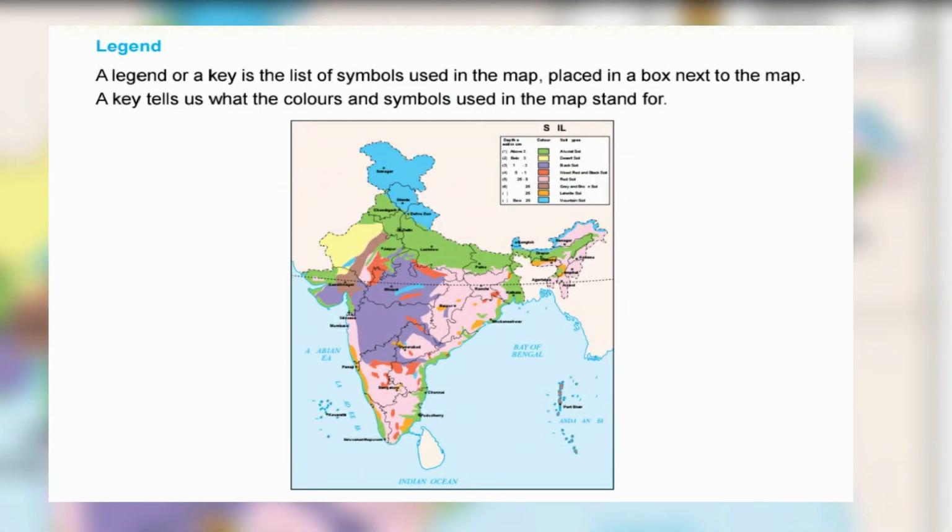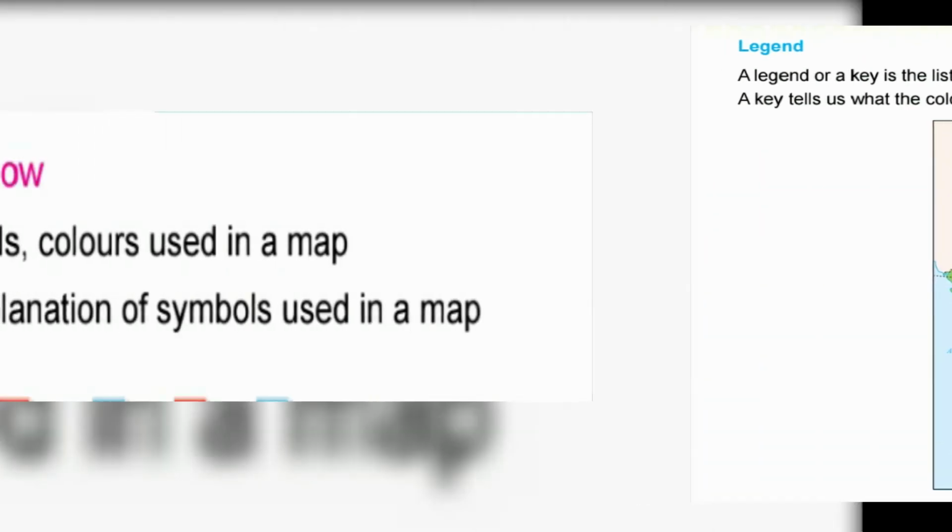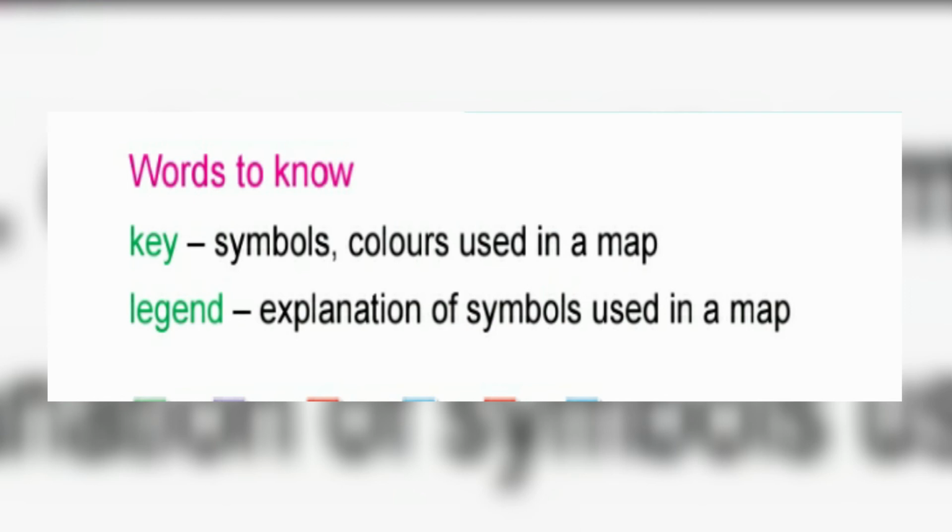Legend. A legend or a key is the list of symbols used in the map, placed in a box next to the map. In a map, you can see on the top there is a box. That's a legend. A key tells us what the colors and symbols used in the map stand for. Words to know. Key: symbols, colors used in a map. Legend: explanation of symbols used in a map.